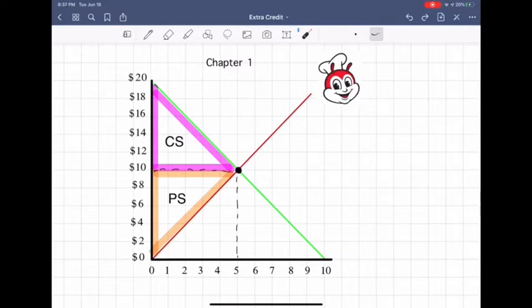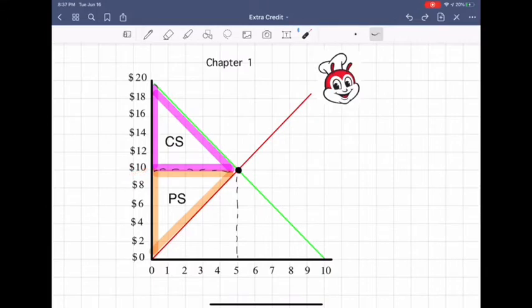In the Philippines we have this local product. We have Jollibee and they produce tasty fried chicken. In chapter 1, we only have the local product, which is Jollibee fried chicken, and this curve represents the demand curve, and right here we have the supply curve. The equilibrium here is at a quantity of 5 and a price of $10.